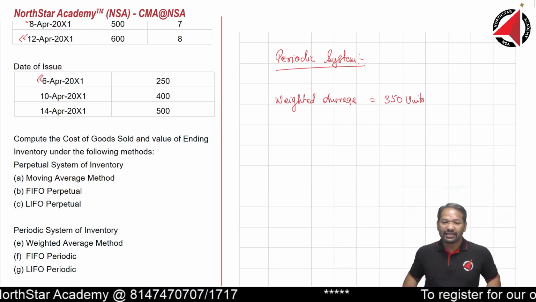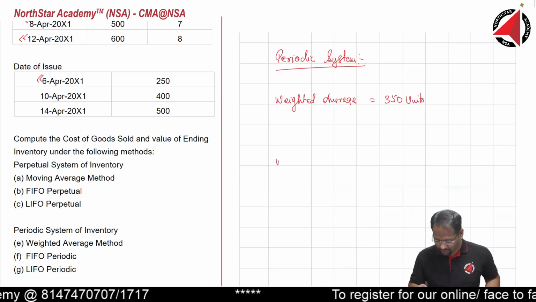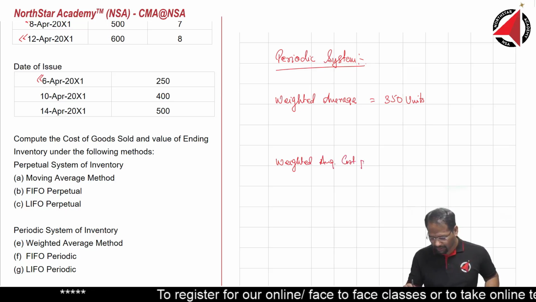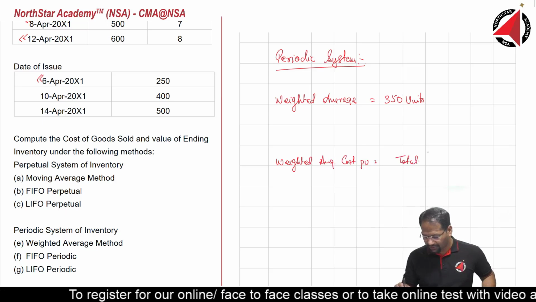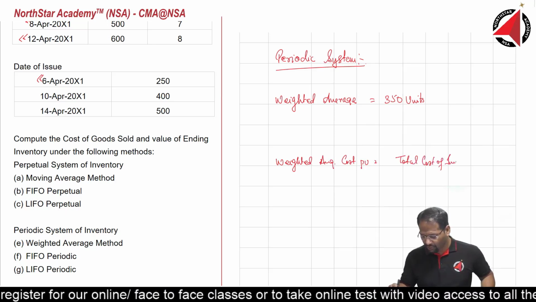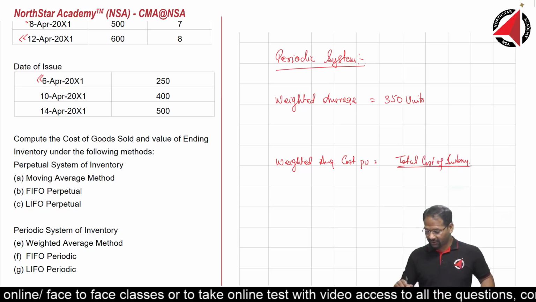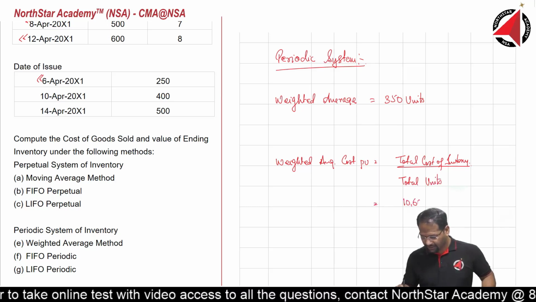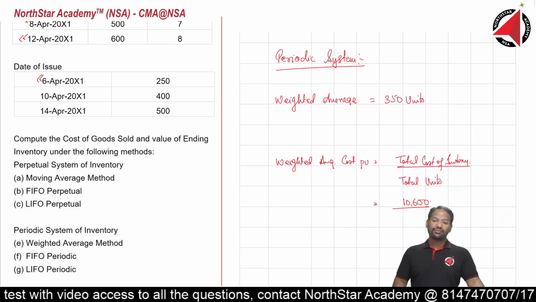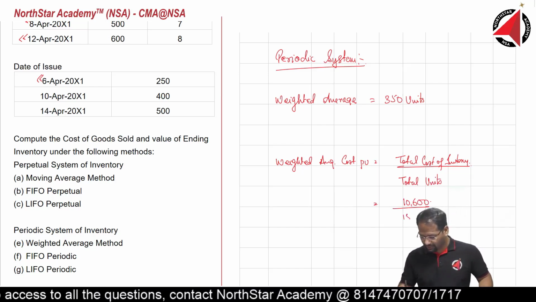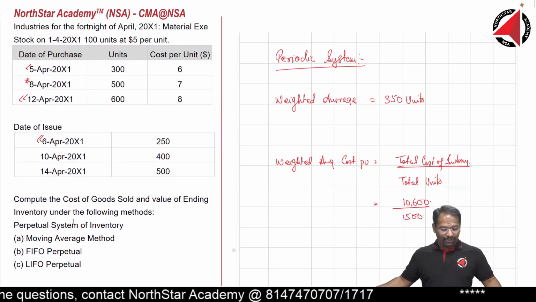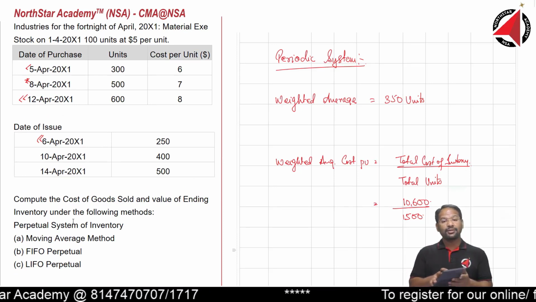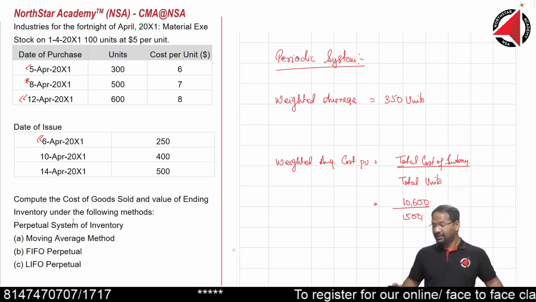And we need to calculate weighted average cost. How to calculate weighted average cost? Weighted average cost per unit is equal to total cost of inventory, meaning opening stock plus purchases, divided by total units. Total cost of inventory was 10,600 and total number of units that we have purchased including opening stock is 1,500. How? Let's look at the question and calculate it. Opening stock we had 100, then we purchased 300, then another 500, and last we purchased another 600. So total number of units is 1,500.